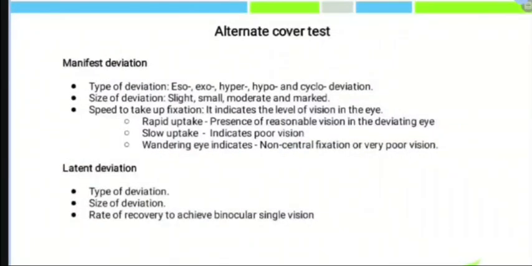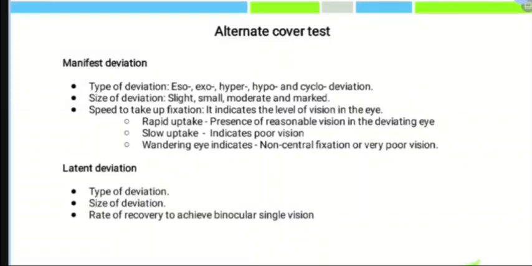Now it is the alternate cover test. In the alternate cover test, again we can see manifest deviation as well as latent deviation. But in the alternate cover test, we will be seeing the speed and recovery. Again, we have different types, so we will be seeing what kind of deviation the patient has and the size of the deviation. The patient might have a very small deviation of 15 degrees, or a moderate deviation of 30 degrees on the Hirschberg test, or a marked deviation of more than 30 degrees.